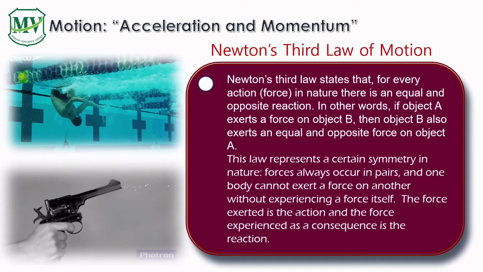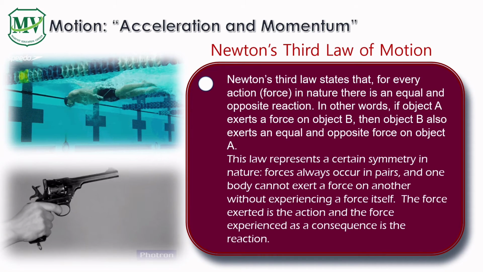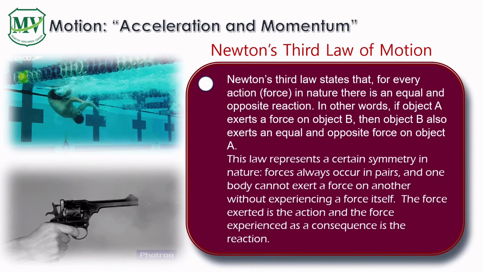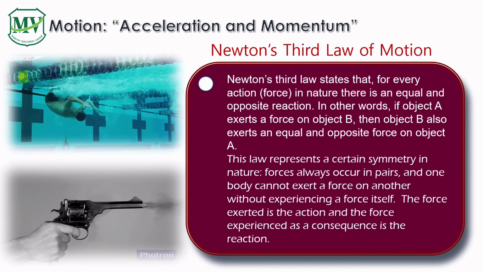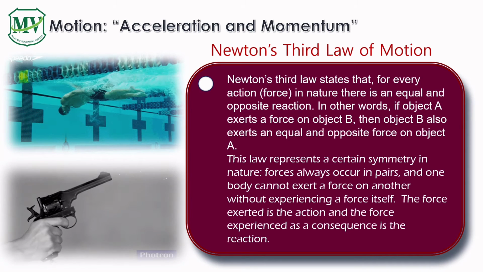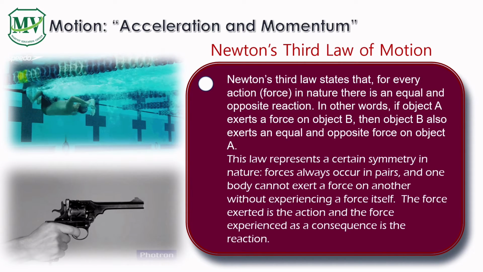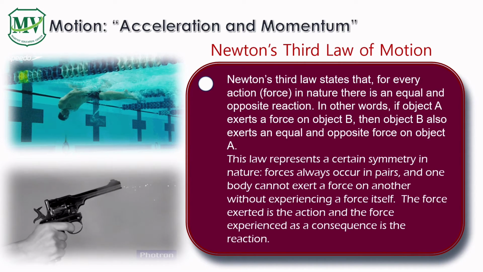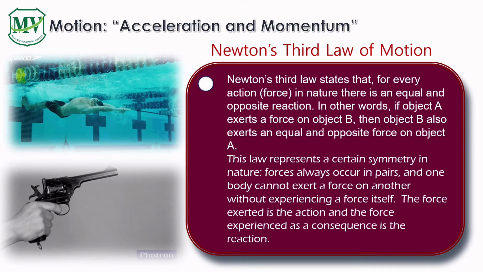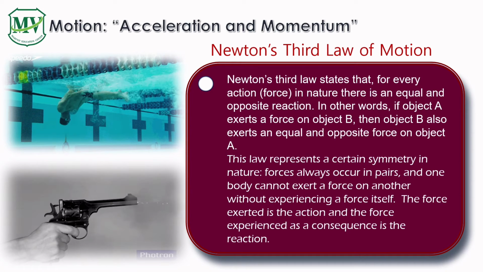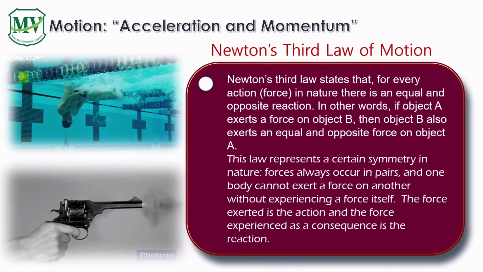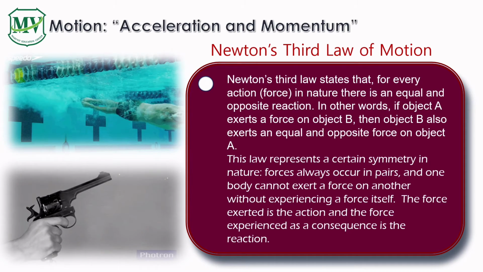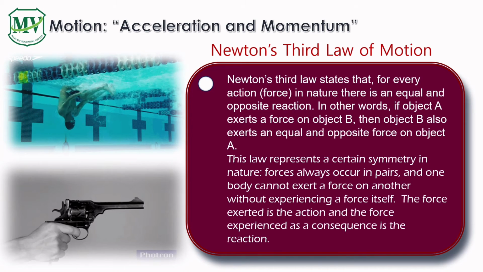According to Newton's third law of motion, whenever two objects or two bodies interact, they exert equal and opposite forces on each other. This is often worded, for every action there is an equal and opposite reaction. The third law of motion means that for every interaction, there is a pair of forces acting on the two interacting bodies.